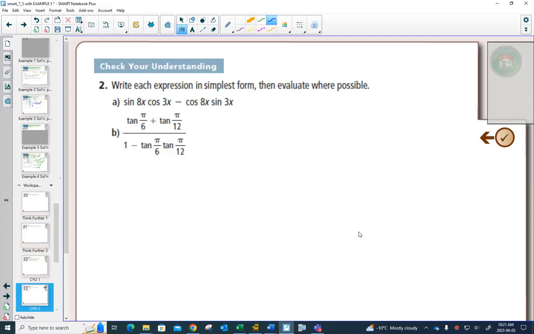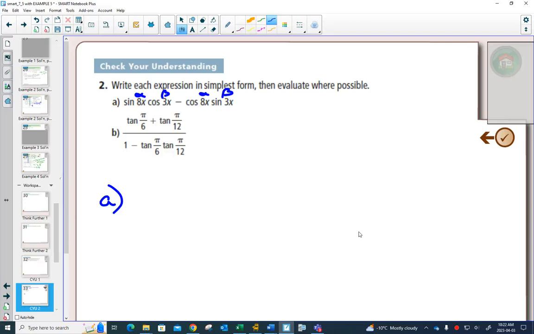Okay? Write each expression in simplest form, evaluate where possible. So in A, I see sine cos minus cos sine, and I'm like, I have a bunch of formulas that have sine and cos, and some of them are adding and some of them are subtracting. So I want to check if there's a formula where I have a sine alpha cos beta, cos alpha sine beta with a minus sign in between. So I look on the right-hand side of my formulas, and I notice this one matches up perfectly. And it has to match up perfectly in order for you to do a switch.